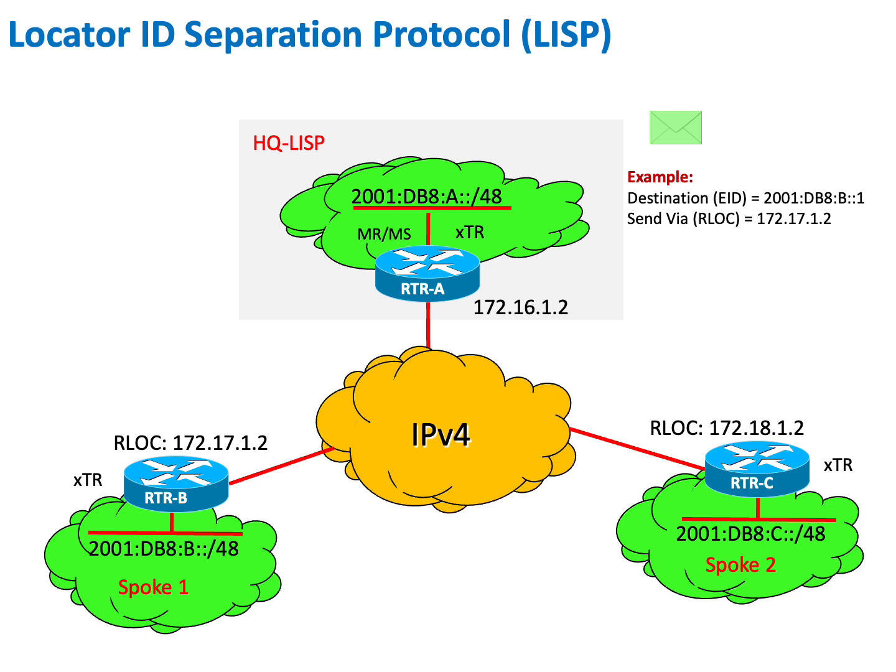Let's take a look at how LISP could be used to link three remote IPv6 sites over an IPv4 network. The headquarters site, router A, has been modified to act as a map server and map resolver. I'll explain this function in a few moments. Routers A, B, and C are also capable of encapsulating IPv6 inside IPv4 and removing the IPv4 envelope as required.